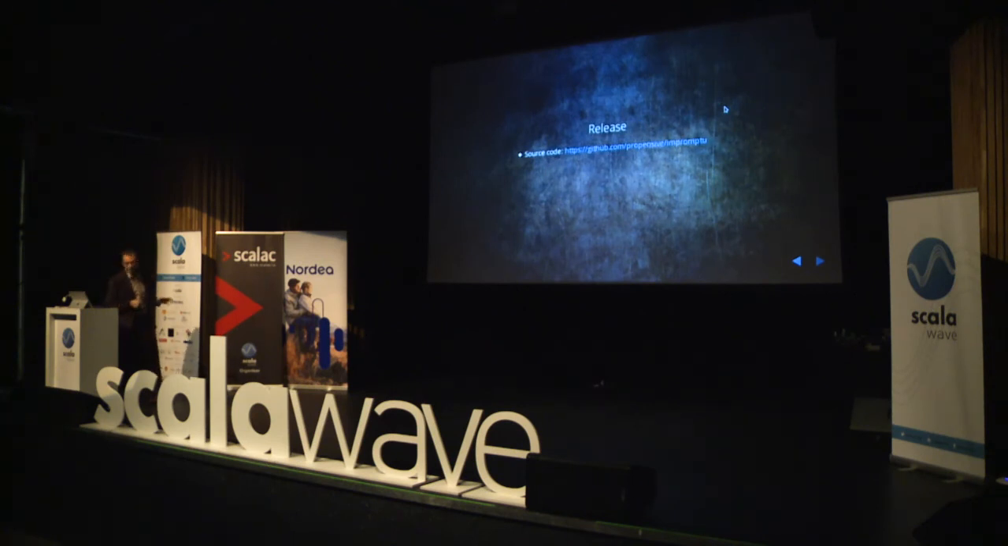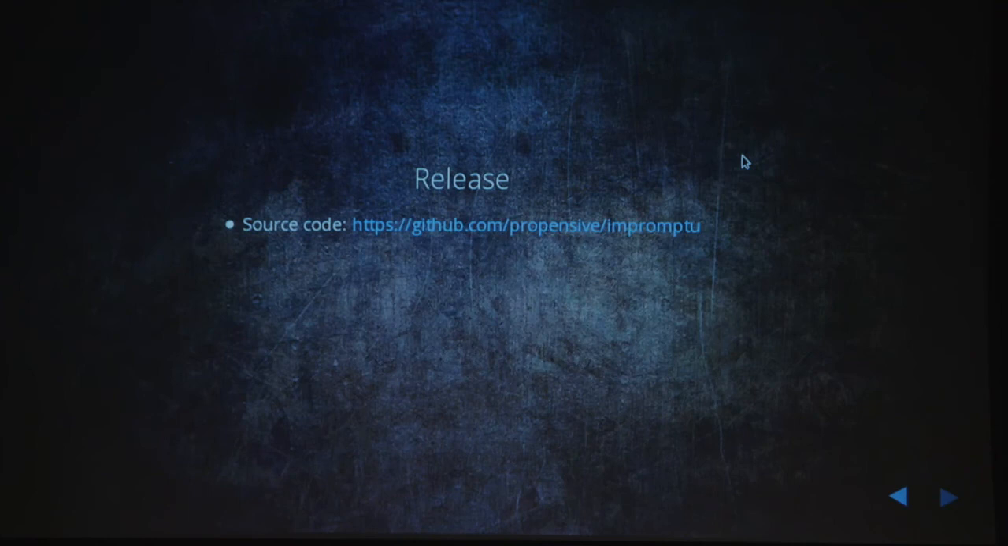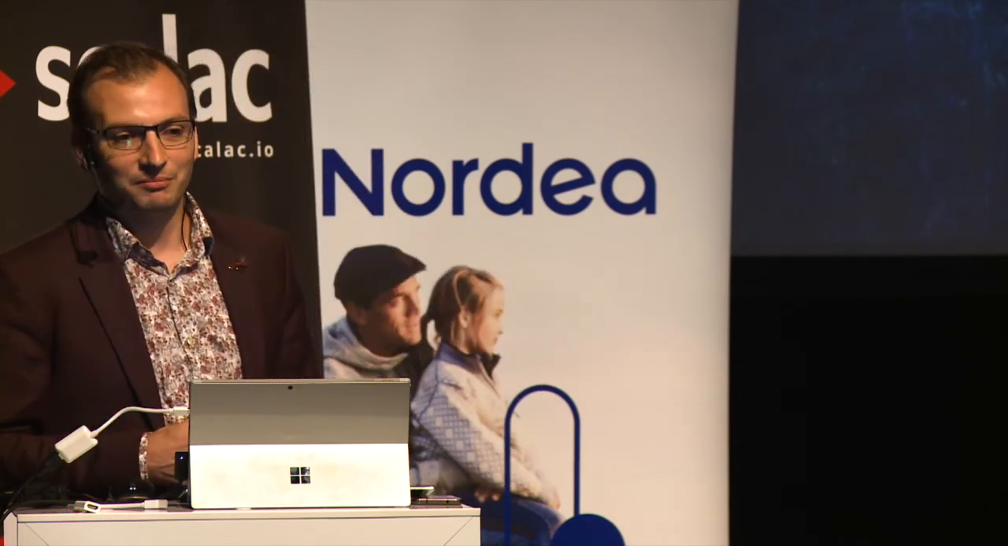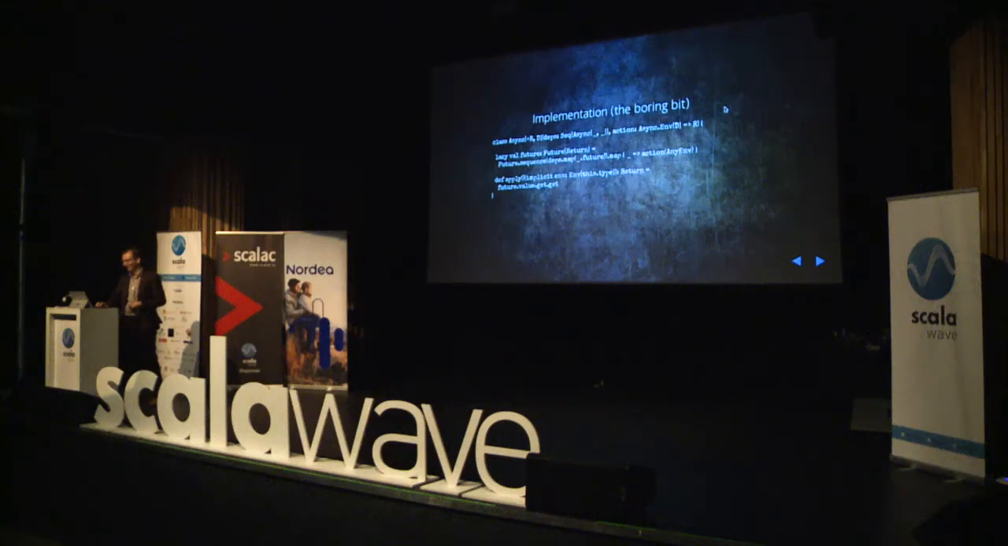So that is it. The source code is on GitHub, and the most amazing thing about it is it's just 30 lines of code. And before I... How much of it is type declaration? Well, I showed you the implementation there. The rest is type declarations. So 28 lines.